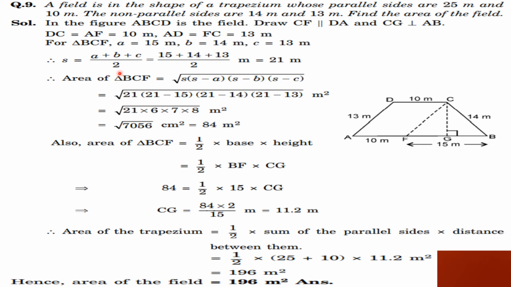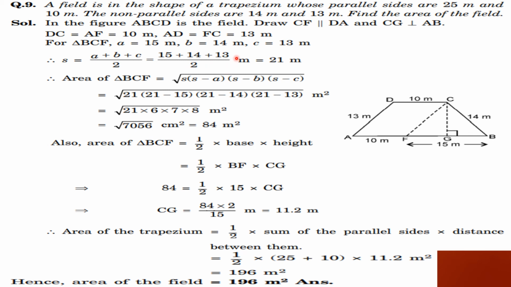Here we are finding the first semi-perimeter of triangle BCF. In this formula, we substitute the A, B and C values. What is the value of A here? 15, plus what is the value of B here? 14, plus what is the value of C? 13, the whole divided by 2. Understood this statement, children?